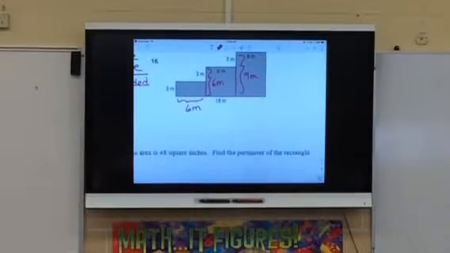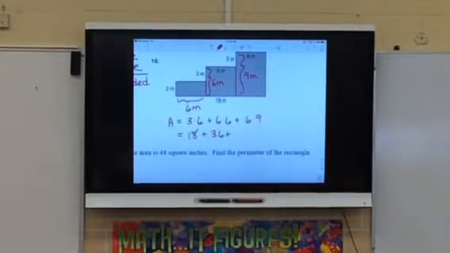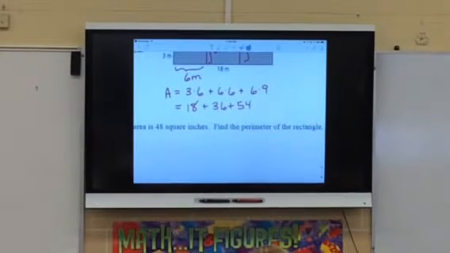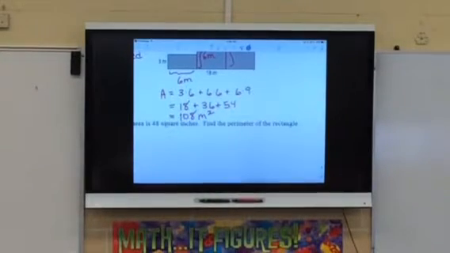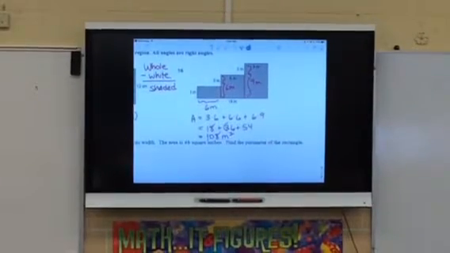Okay, so if we do the individual little rectangles, we'll have a 3 by 6, a 6 by 6, and a 6 by 9. So we have 18, 36, and 54. What does that add up to? Do you agree? Meters squared. Okay, so a fast way to add that would be, that's 90, right? And then another 18.